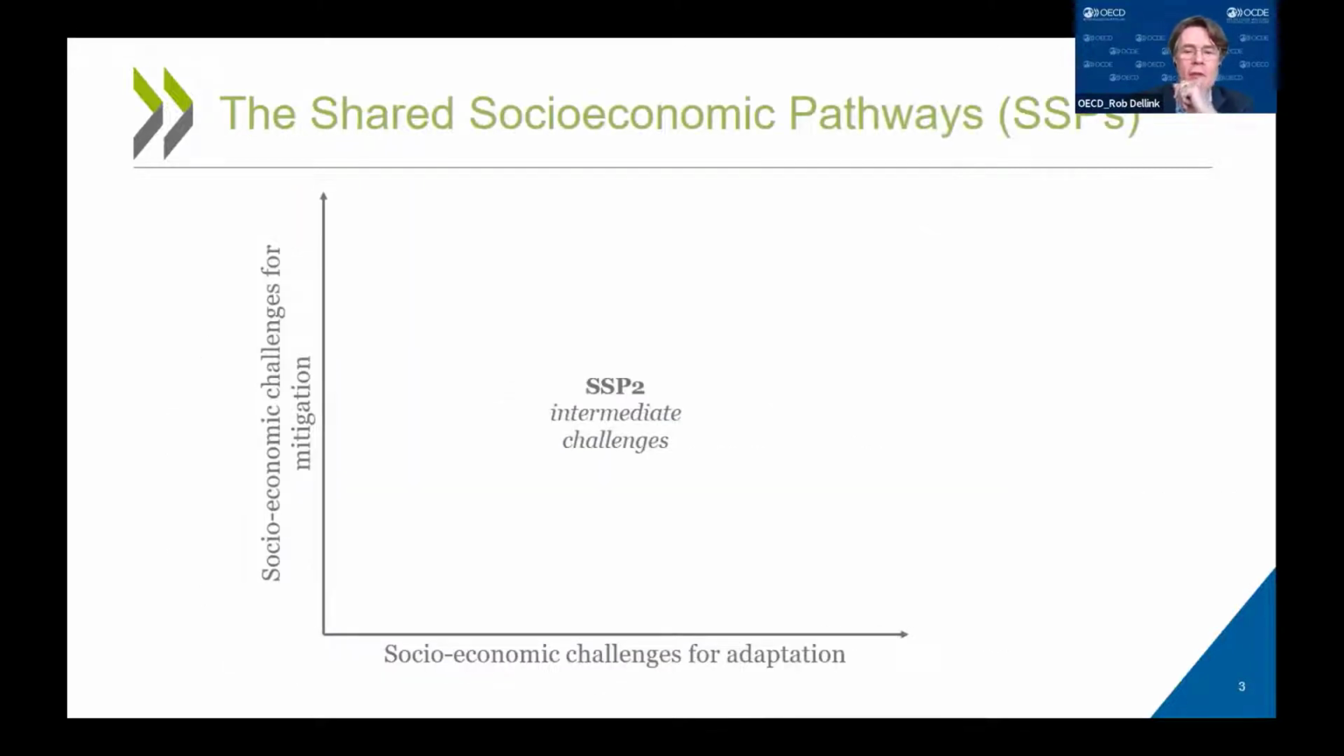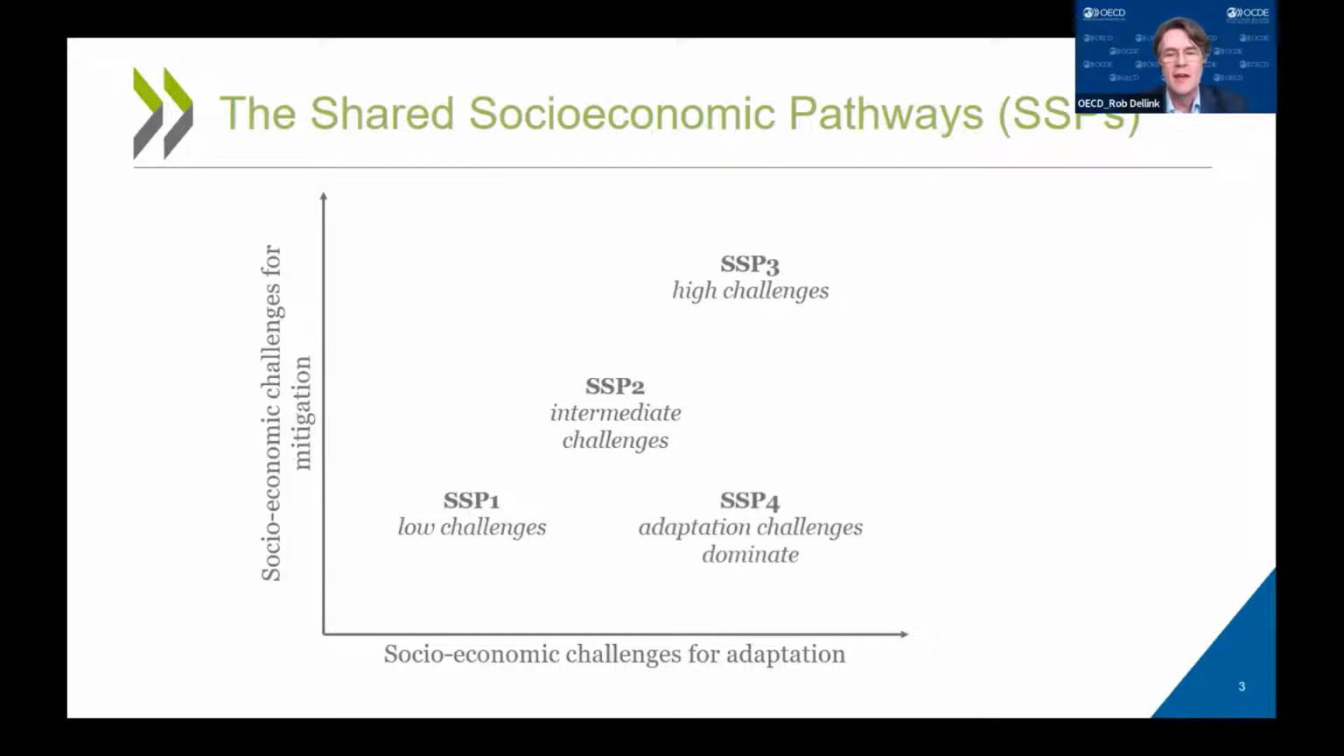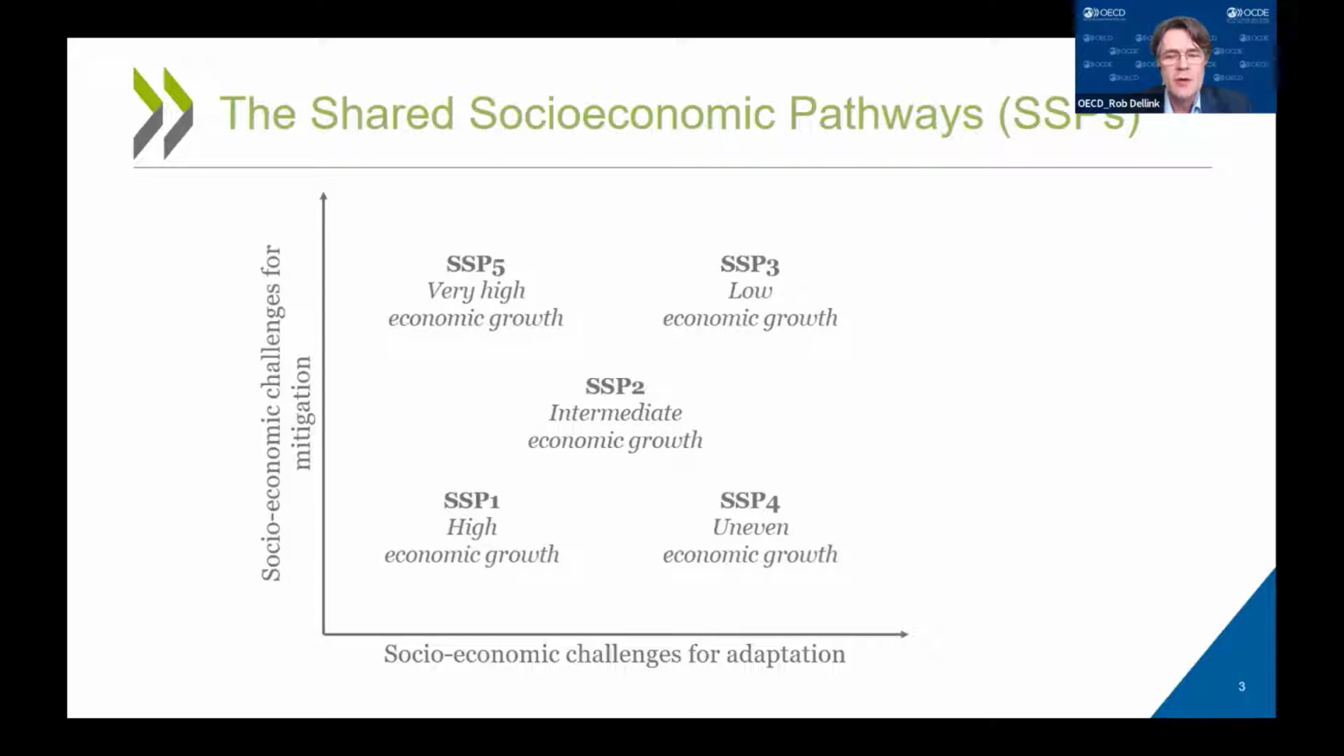So very briefly, what are these SSPs? SSP2 is the intermediate scenario where you have intermediate challenges to climate change. Then there's an SSP1 with low challenges, an SSP3 with high challenges, SSP4 with adaptation challenges dominating, and SSP5 with mitigation challenges dominating. Now, this doesn't map one-on-one on economic projections. For economic projections, we could say SSP2, the intermediate case, has indeed intermediate economic growth, and it's fairly close to what I would normally call a baseline.